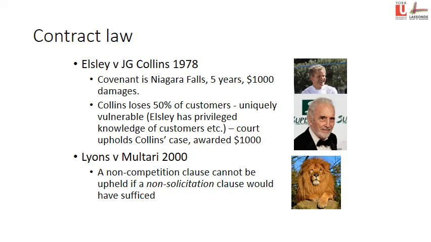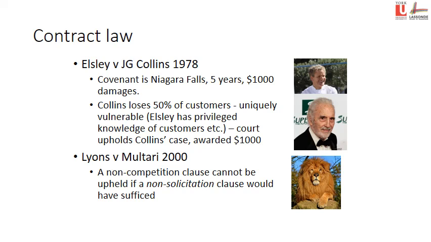The two case precedents that are worth quoting for inequitable contract law are Elsley v. Collins and Lyons v. Multari. In the Elsley v. Collins case, Collins employed Elsley to work with customers, and Elsley had specific knowledge of Collins's customers. After having employed Elsley for a period, Elsley decided to go their own way and work on their own. Collins's contract with Elsley said that Elsley was not allowed to work anywhere in Niagara Falls for 5 years after leaving Collins.